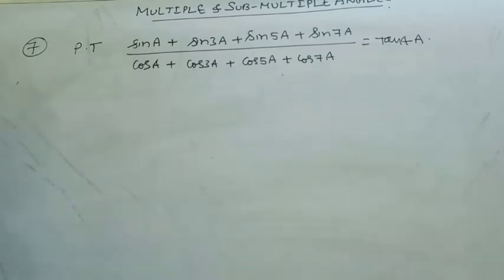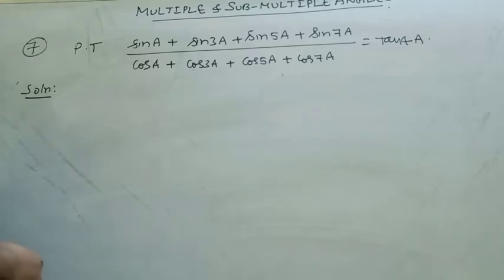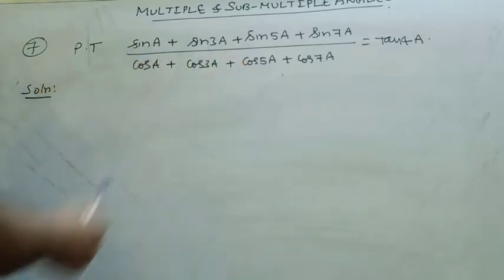See, now this problem frequently it is appearing in your JEE mains some objective problems. See how we will do this particular problem. Prove that sin a plus sin 3a plus sin 5a plus sin 7a by cos a plus cos 3a plus cos 5a plus cos 7a equal to tan 4a.